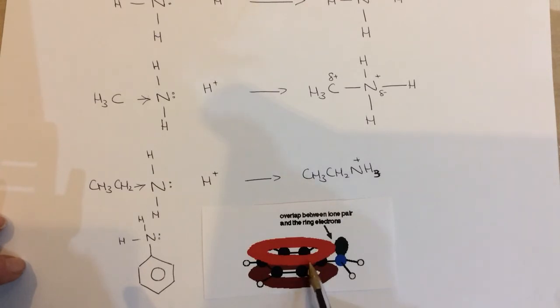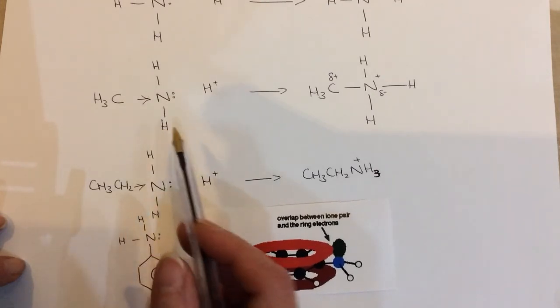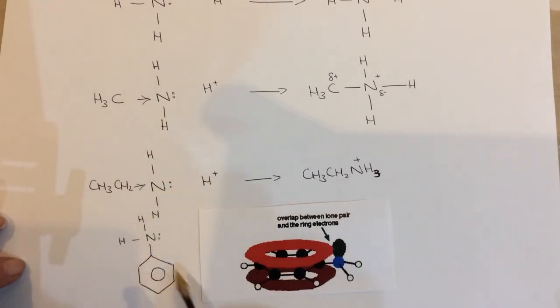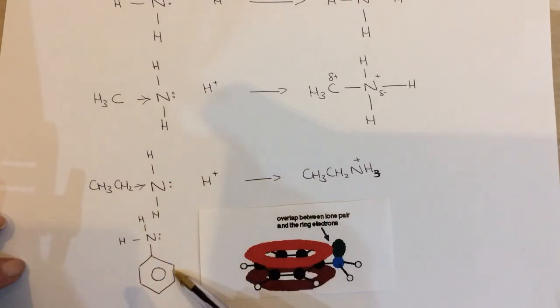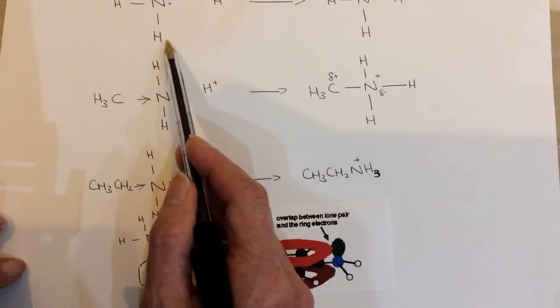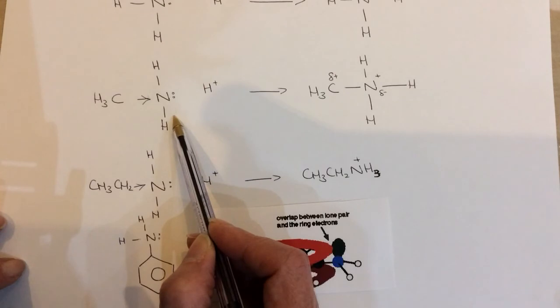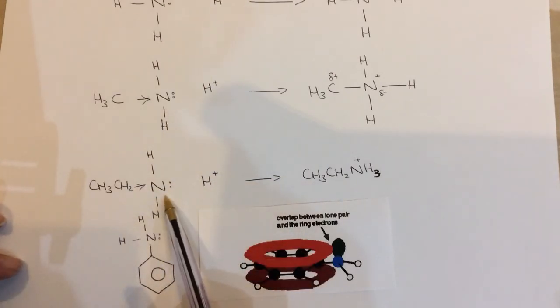The nitrogen is still the most electronegative atom in the molecule, and so the delocalized electrons will still be attracted towards it. But the intensity of charge around the nitrogen molecule is nothing like it would be in ammonia, and therefore phenylamine would be a weaker base than ammonia. So this will be the weakest base, followed by ammonia, followed by methylamine, followed by ethylamine.